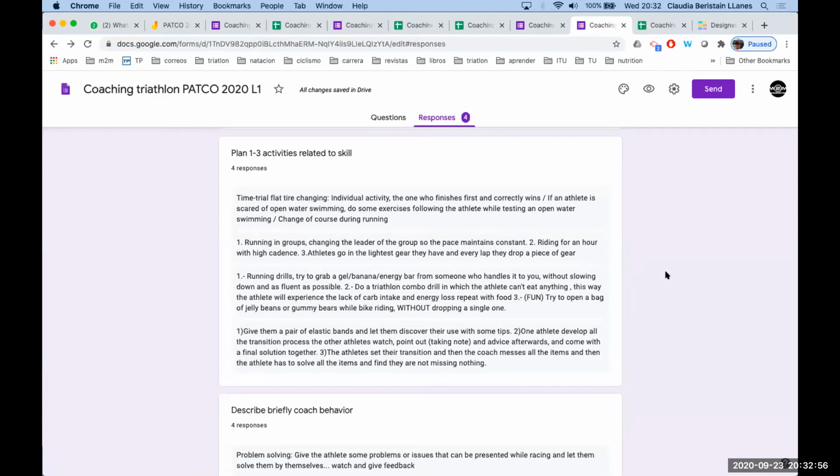The idea is running in groups and changing the leader of the group, so the group can maintain the pace. That's one of the activities. Running, cycling in groups and changing the leader of the group, so that the group can maintain the pace. The second one is riding for an hour with a high cadence, and then trying to keep that pace. And the third, the fun activity, is the athletes go in the lightest gear, and at every lap they drop a piece of the gear, and do it in groups.